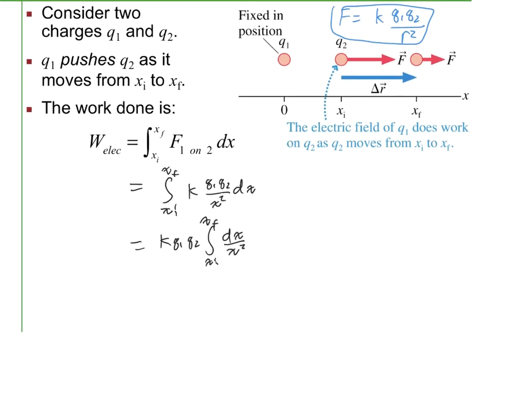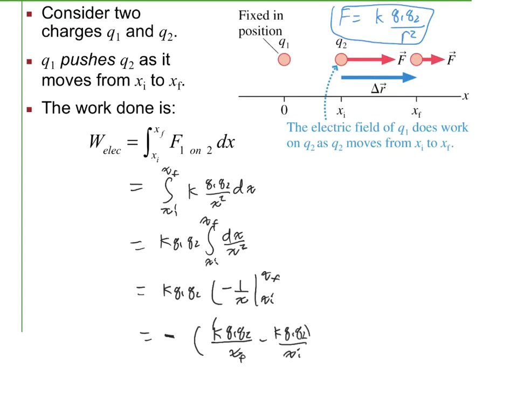I'll give you a second to remember how to do that. K Q1 Q2 times the integral of 1 over x squared, between x initial and x final, works out to minus 1 over x. I'm going to rewrite this by factoring out a minus sign, and you'll see why in a second: K Q1 Q2 over X final minus K Q1 Q2 over X initial.